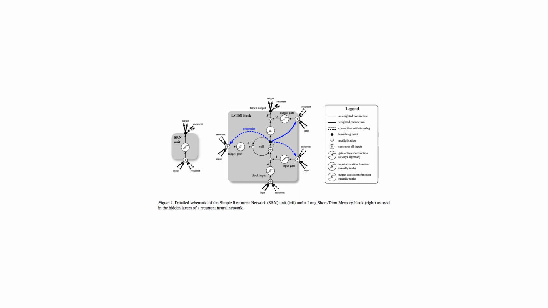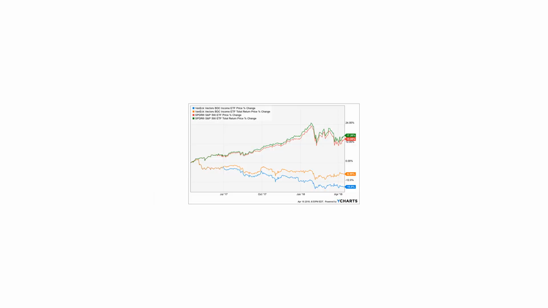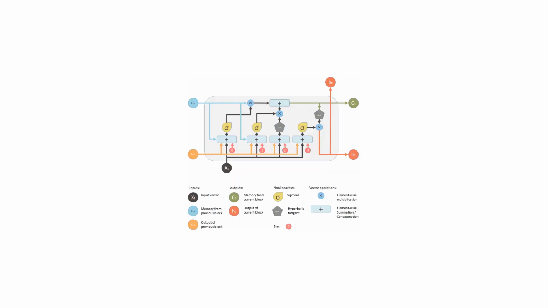Long short-term memory. Long short-term memory networks, a type of RNN, address the vanishing gradient problem. Unlike traditional RNNs, LSTMs retain long-term information over extended data sequences, making them effective for time series tasks.